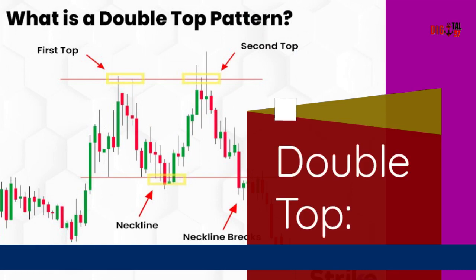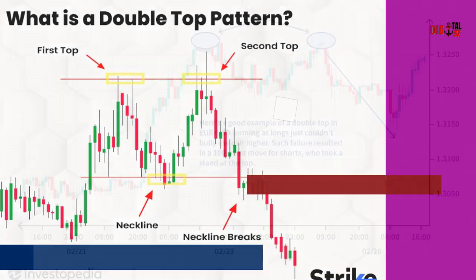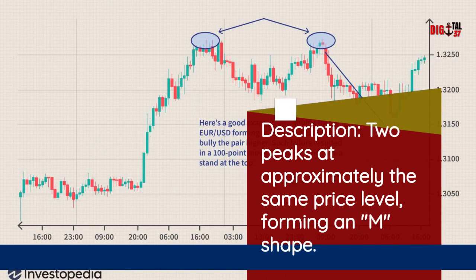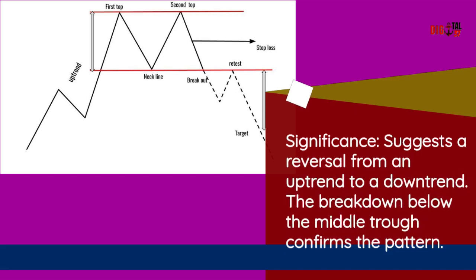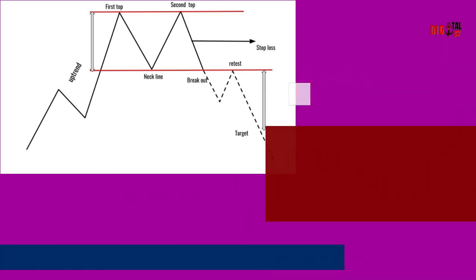Double top. Description: 2 peaks at approximately the same price level, forming an M shape. Significance: suggests a reversal from an uptrend to a downtrend. The breakdown below the middle trough confirms the pattern.